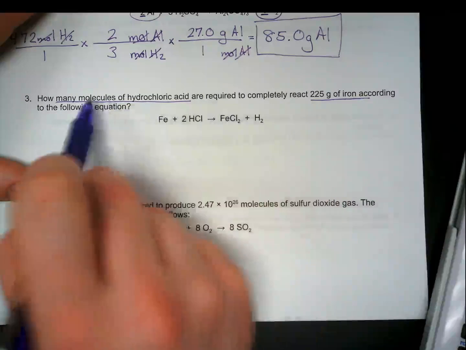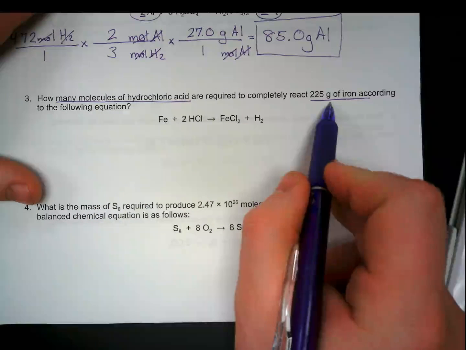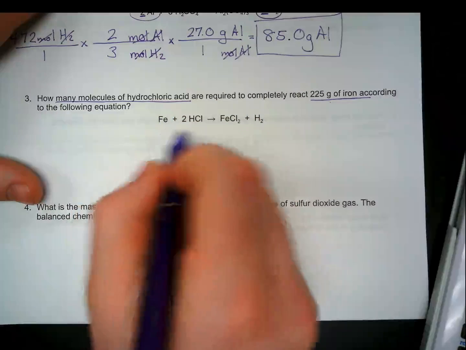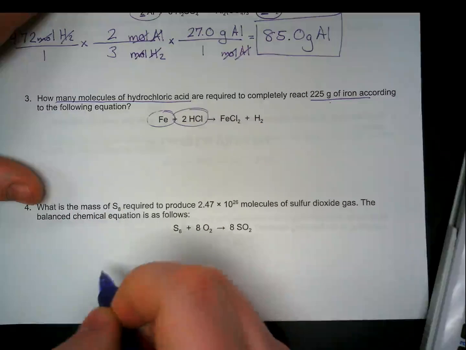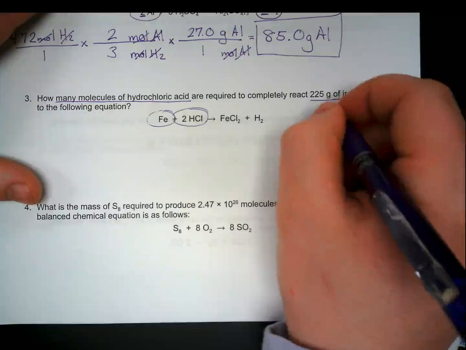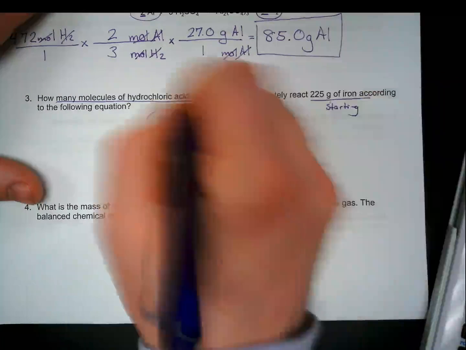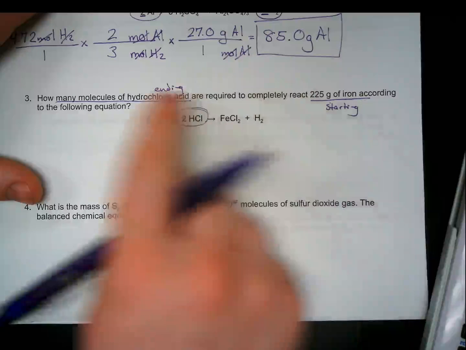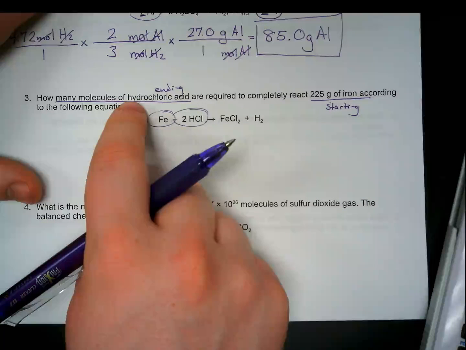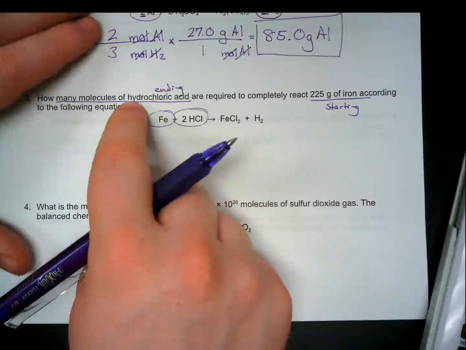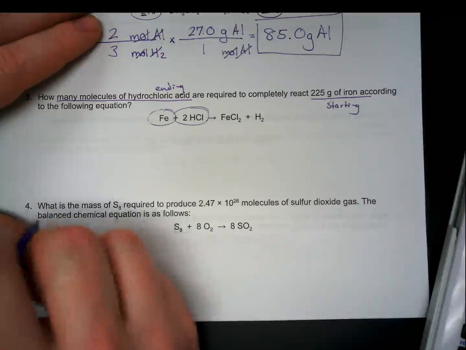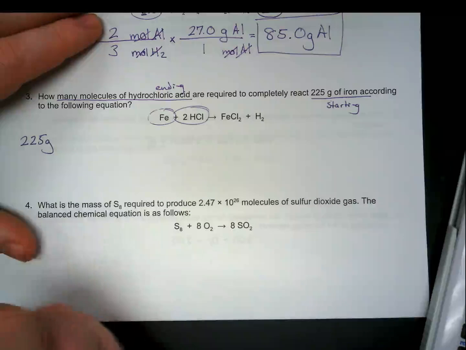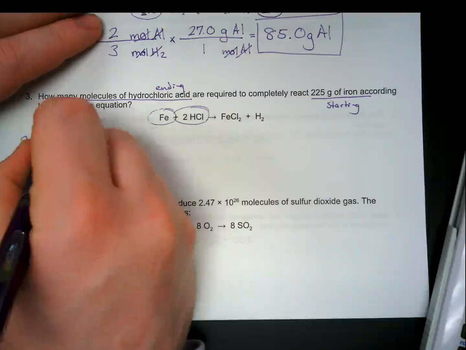Not only that, it's saying that this stuff should react with this stuff. So this is telling me that these are both my reactants, which it looks like they are. Here's iron, and then here's hydrochloric acid. I'm going to be starting here, and then I'm ending here. Starting with mass of iron, and I want to go to particles, specifically molecules of hydrochloric acid. All right, so we're going to write down what we start with, what we're given, which is 225 grams of iron.